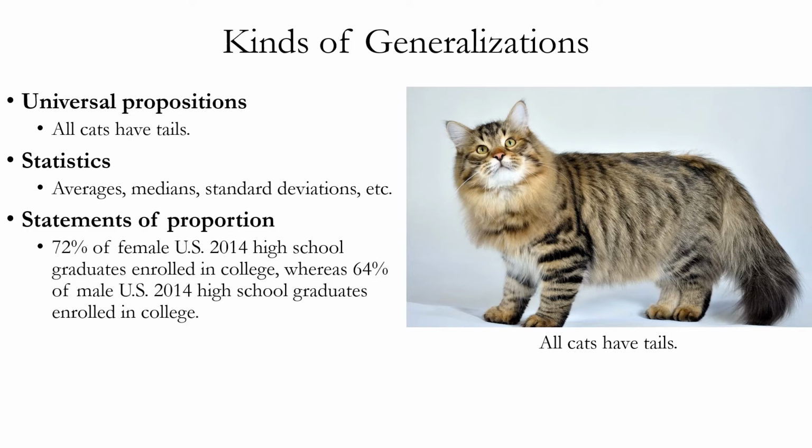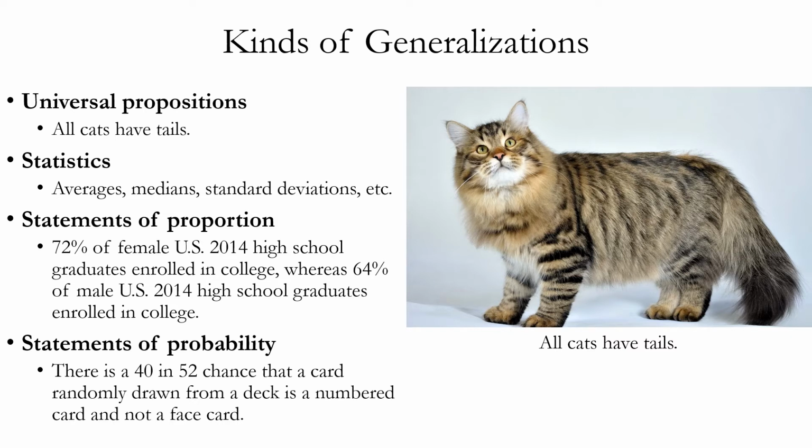We also have statements of proportion. For example, 72% of female U.S. 2014 high school graduates enrolled in college, whereas 64% of male U.S. 2014 high school graduates enrolled in college. You're not saying something is true or false about all female U.S. 2014 high school graduates and so on. You're making a statement of what proportion of this group has a certain value or property.